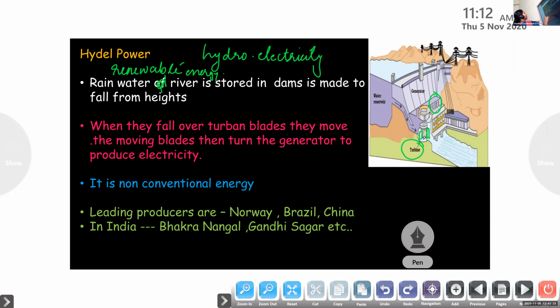See, when water falls over the turbine blades, they move the blades, right? And when the blades start moving, it turns the generator to produce electricity. So tidal power is a non-conventional energy.